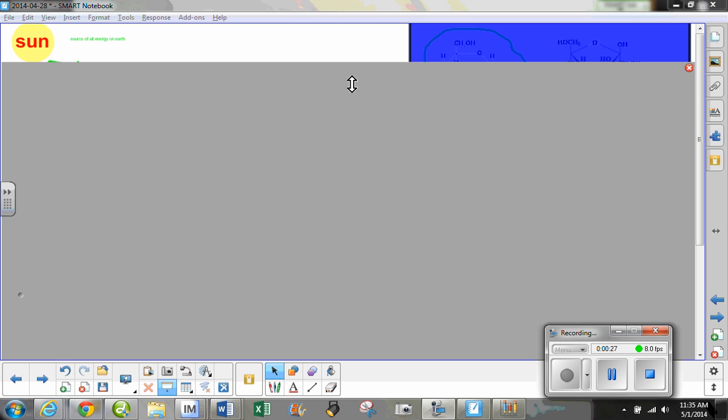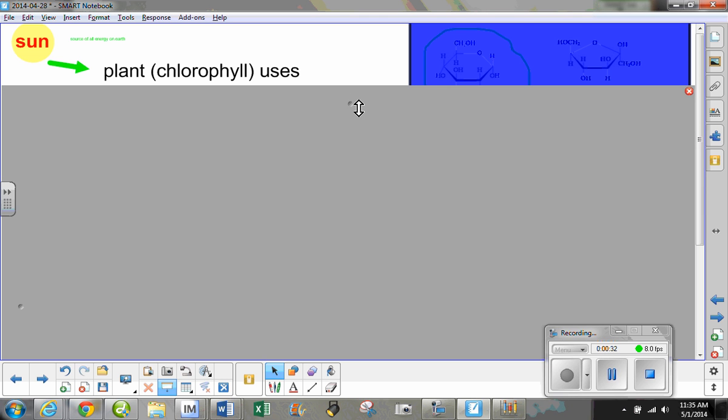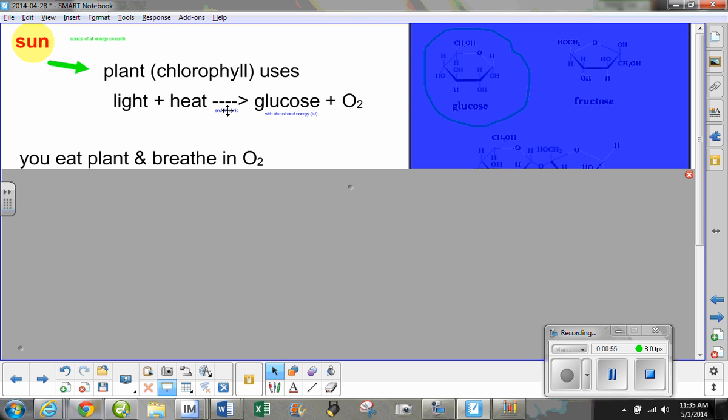The sun is going to give us both light and heat, and plant chlorophyll uses that light and heat. Plants will grow faster in a hot house than they will out in a cold area. They will also not be able to grow unless they get sunlight. So they need both. Light and heat are going to do this chlorophyll reaction, which is what we call exothermic.